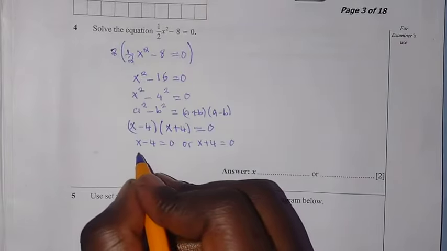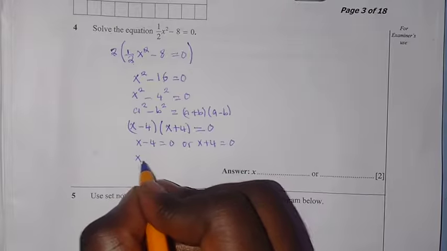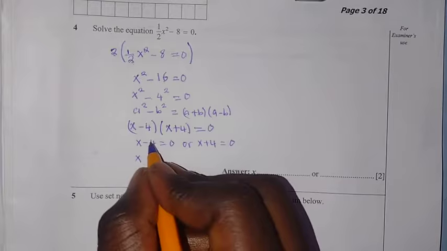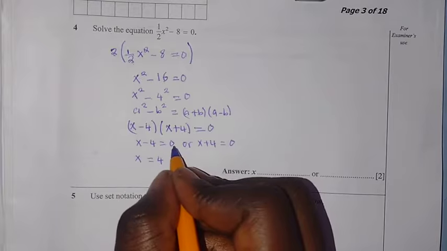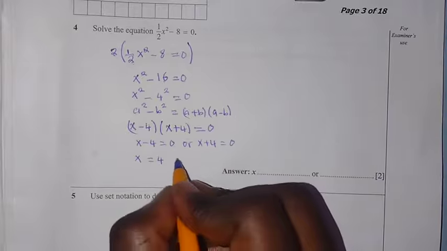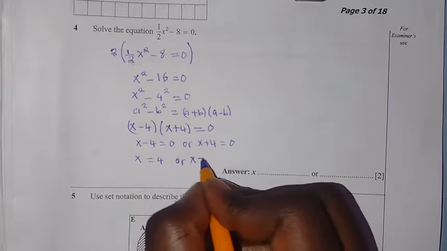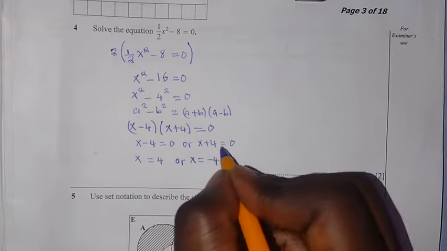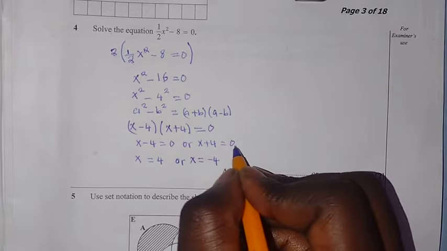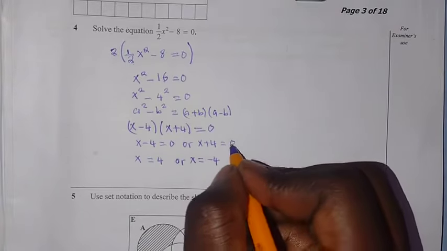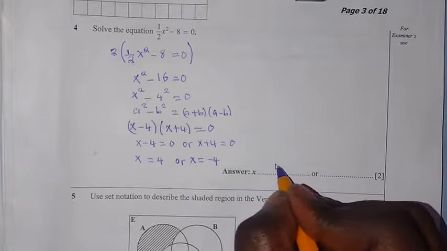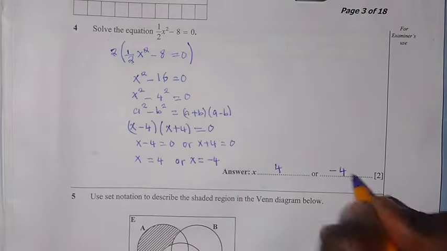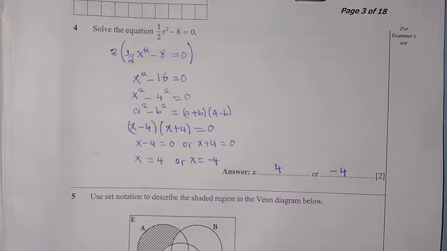So for x now, we say x is equal to 4, because this negative 4 will go to the right hand side and become 0 plus 4, which is 4, or x is equal to negative 4, because this positive 4 will go to the right hand side and become 0 minus 4, which will be negative 4. So x is equal to 4, or x is equal to negative 4. So that is the first method.